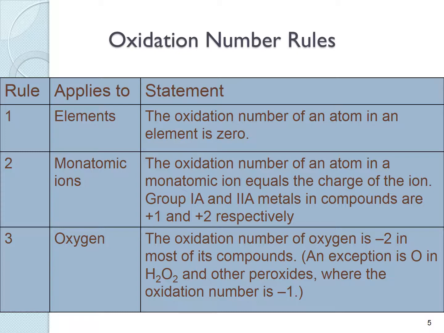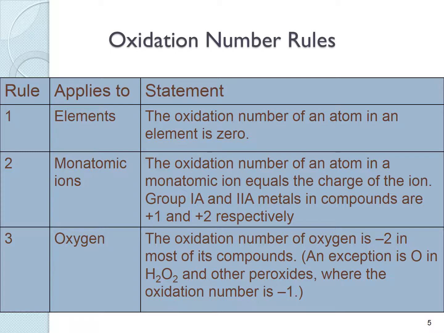Remember, if it's by itself, O2 has an oxidation number of 0 because that's the element. But if it's in a compound, it's almost always -2. The exception is that every once in a while it might be a -1 if it's in a peroxide. Now, you can pretty much always assume it's a -2.